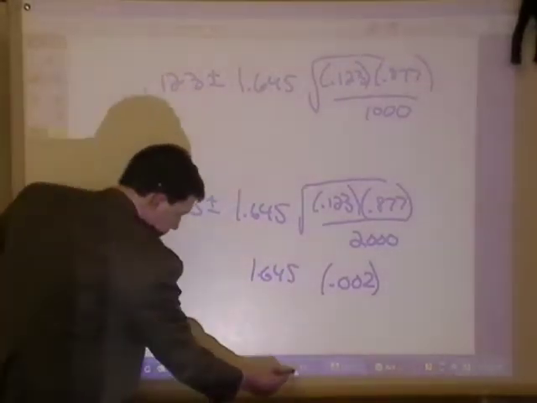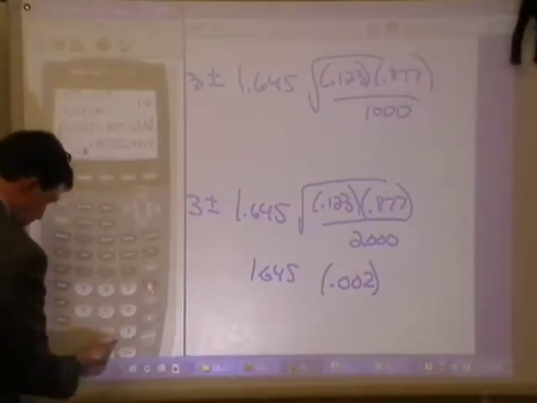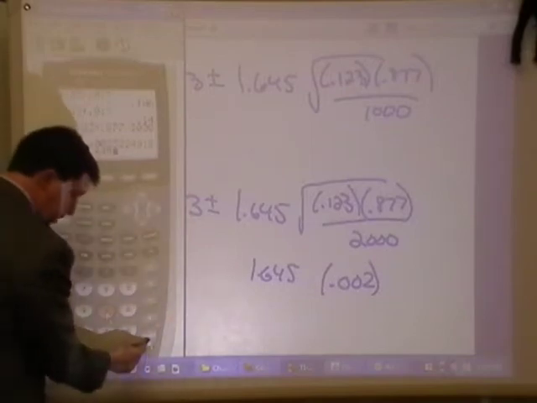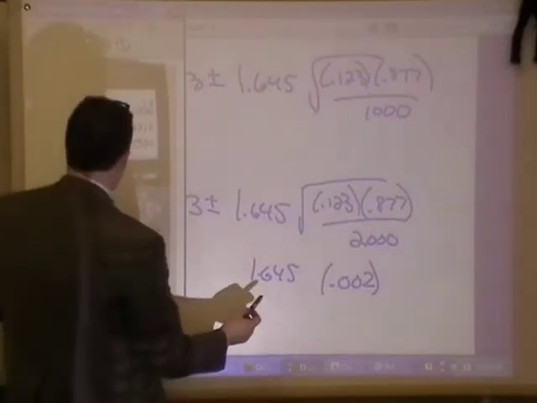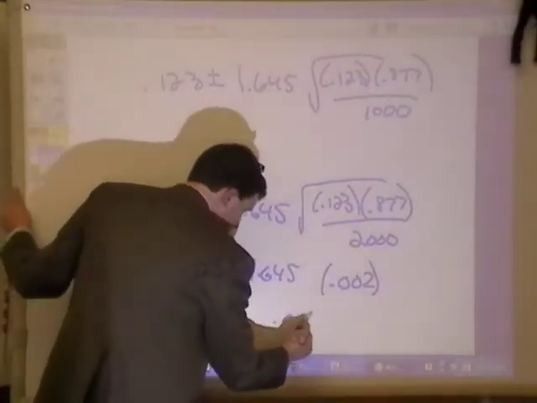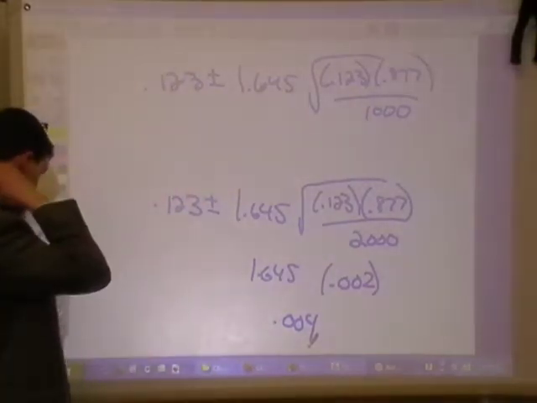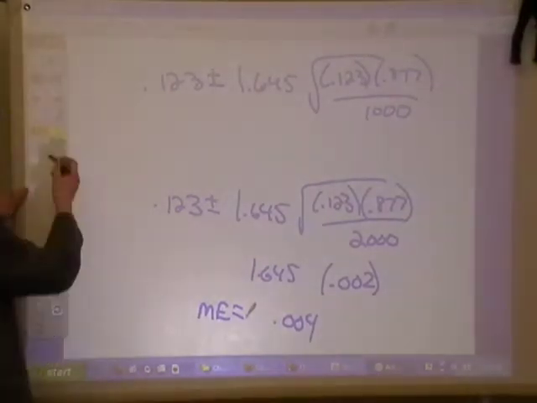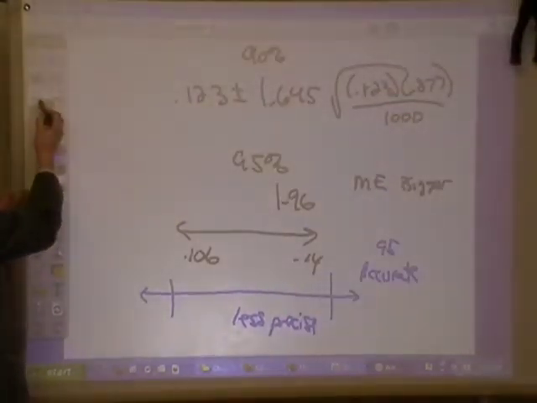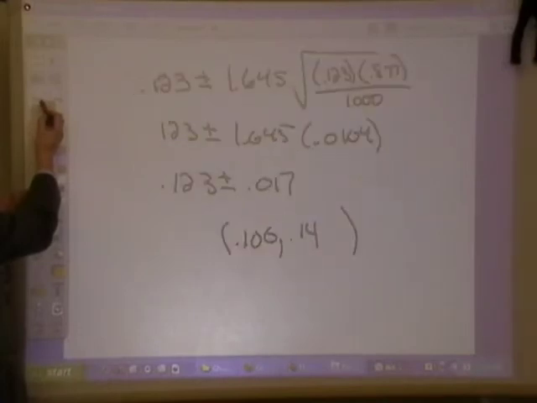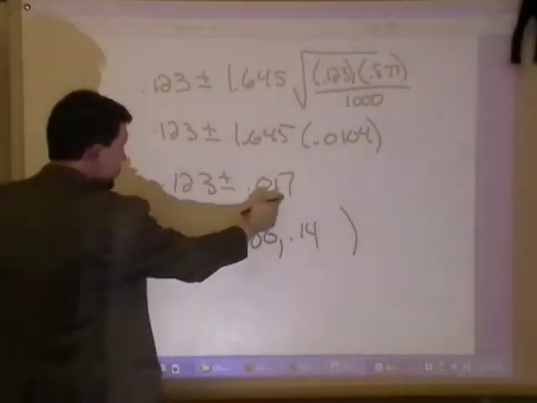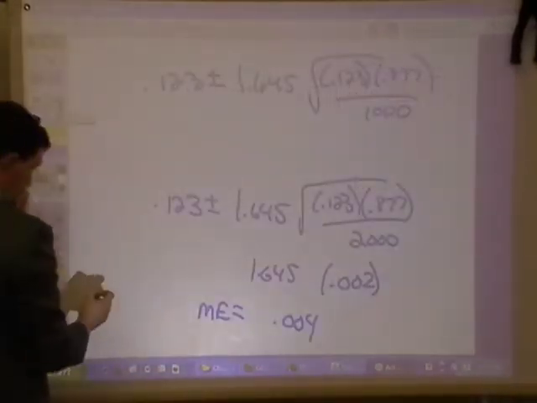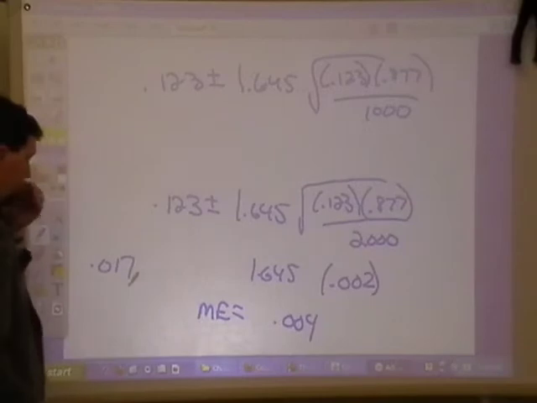This is still 1.645, and I'll multiply that by 1.645, and that's the same value, so that's not going to change it. But I get 0.0038, so this is 0.004. Okay, now my margin of error is 0.004, and my previous margin of error was, what was my previous margin of error? 0.017. So now I've got to compare 0.017 to 0.004.